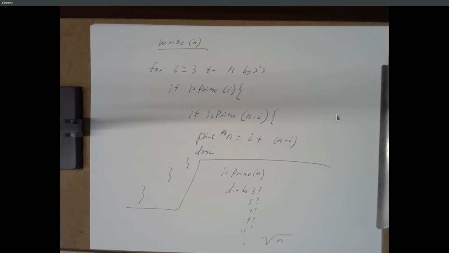You have to include the square root of n. 49, for example, is not prime, but you only know that when you try dividing it by 7, which is its square root. So you have to go up to things that are less than or equal to the square root. But after that, you're good.